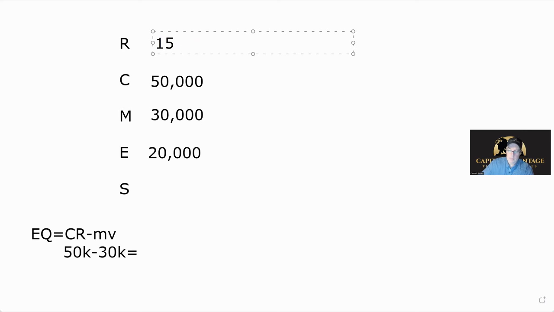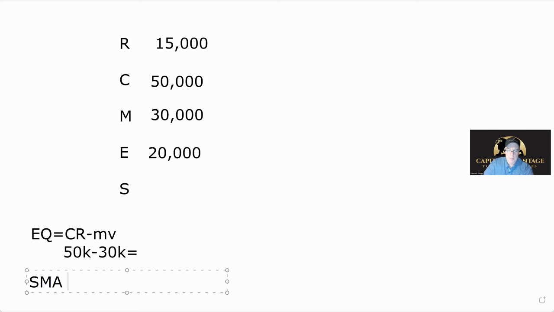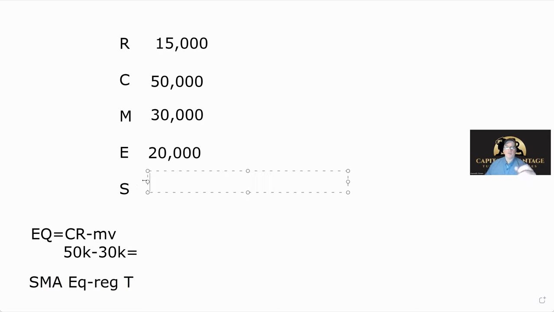Wow, it's like algebra. 15 grand, I have 20 grand in equity, my extra. Because look, SMA is the same for both. SMA, equity minus Reg T. So it's going to be equity of 30 minus Reg T of 15. Equity of 20, I'm an idiot. Equity of 20 minus 15, I thought it looked big. So SMA of 5 grand, I can borrow that money.